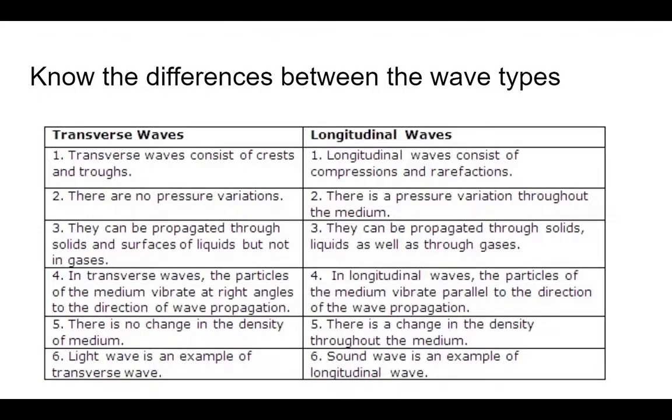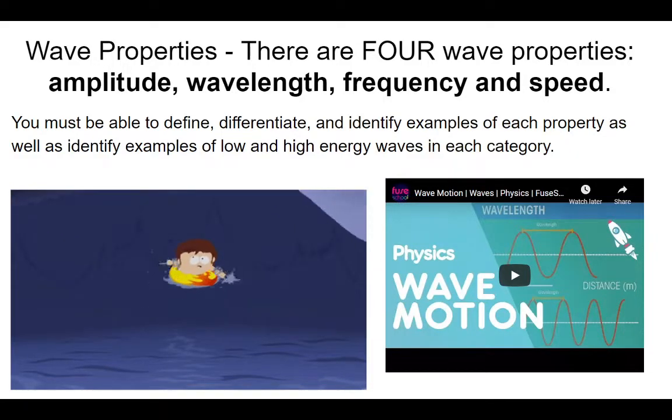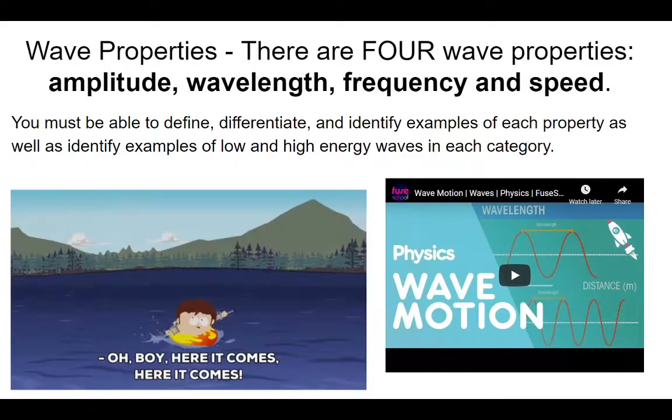Okay, this is just some more review. So if you get a little bit confused, you've got this chart here to keep these two types of waves straight. So transverse and longitudinal has to do with how the particles vibrate, their motion direction related to the direction of the energy, and also they have different parts, so you want to make sure that you remember that. Now our next big part of this unit is going to be wave properties.